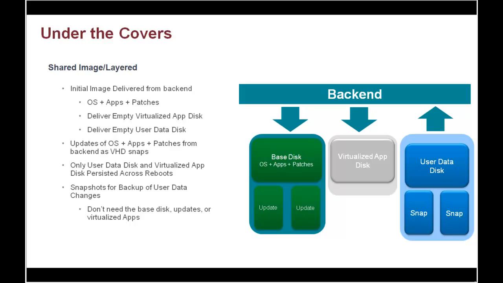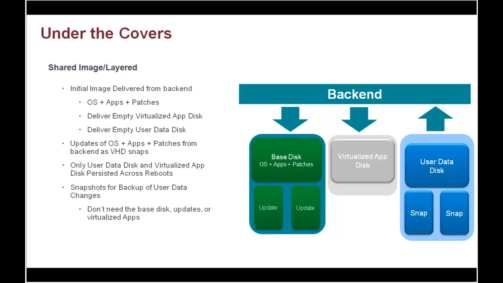The way the virtualized app disk works is we just deliver an empty disk down there, and as the users install their own applications, we store them in that app disk. The nice thing is we've got all those applications on the back end, so we don't have to back up that area. And then the user data disk, as they're making changes, we're backing that stuff up and sending it to the back end. Now, all this stuff is hidden from the users. They just start their Windows virtual machine, and it looks perfectly normal to them.